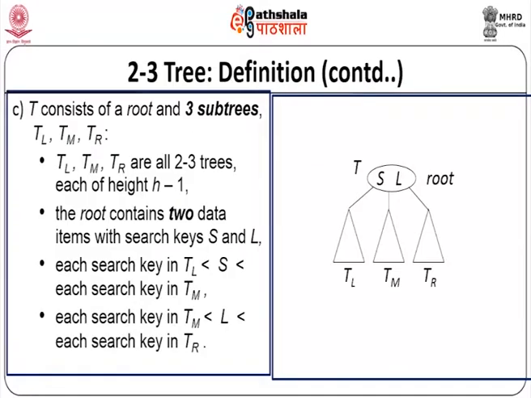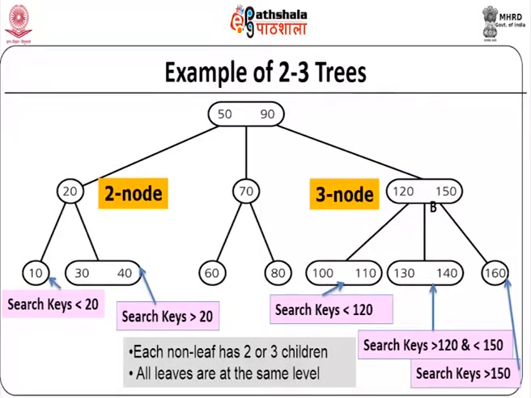So, the root contains S and L, each search tree in TL will be less than S, in TM will be between S and L, and in TR will be greater than L. So, that is the idea. So, let us say an example of a 2-3 tree.